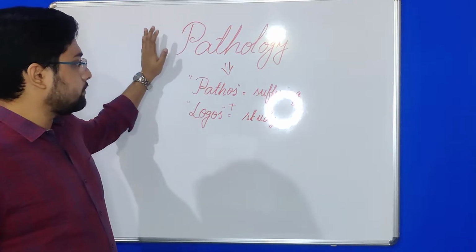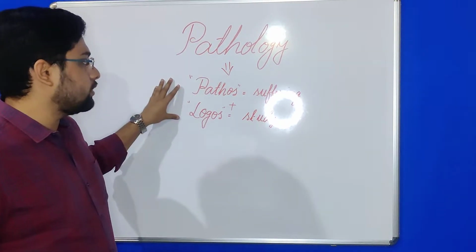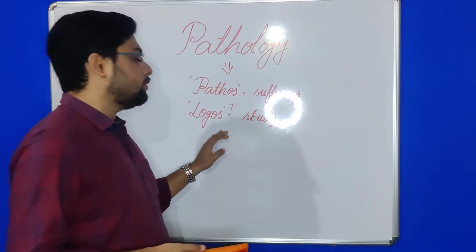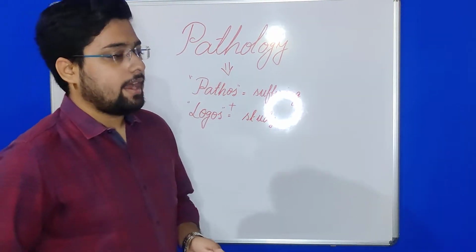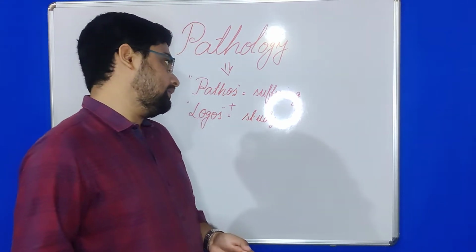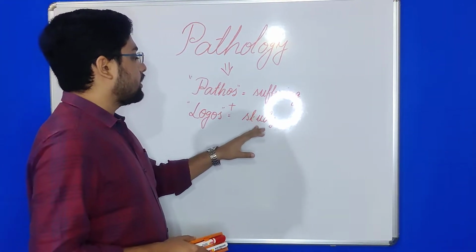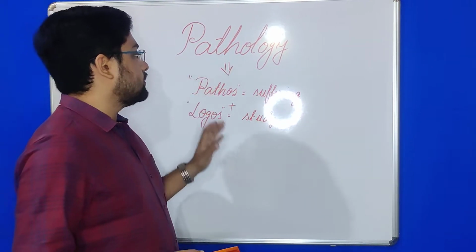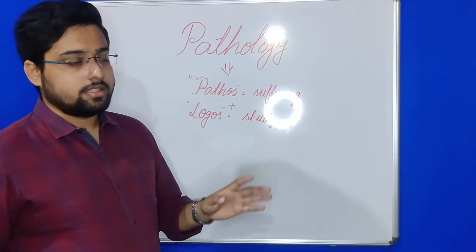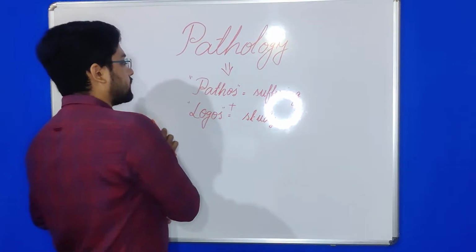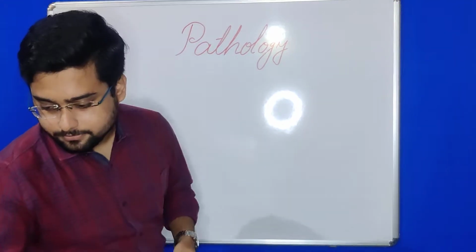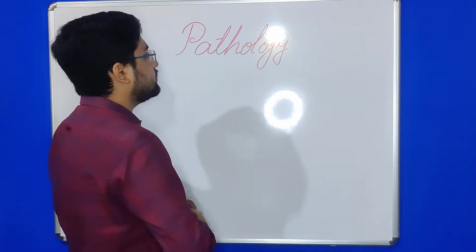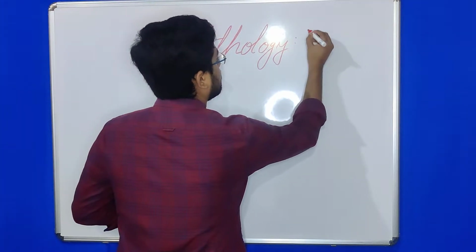Pathology came from two Greek words, pathos and logos. Pathos means suffering and logos means study. So pathology is the study of anatomical and physiological changes that come in a diseased cell or diseased tissue in our body. So today's topic of pathology is inflammation.